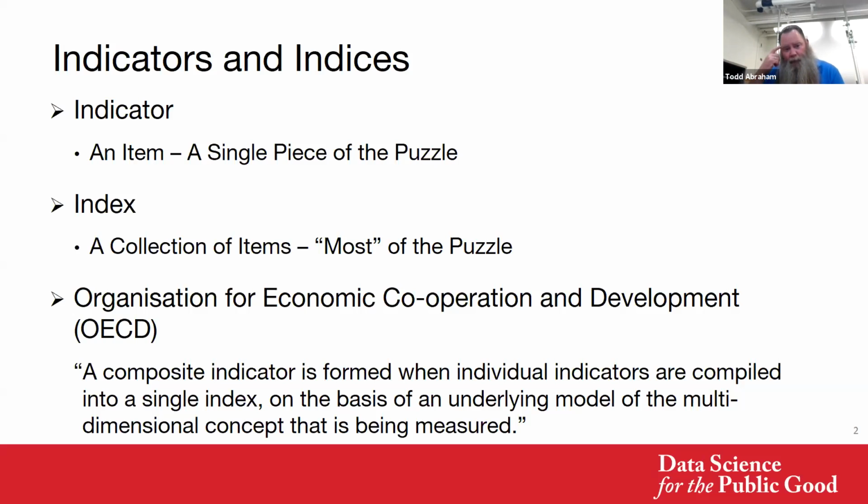OECD actually defines composite indicators this way: a composite indicator is formed of indicators to create an index, which is true. It's a little confusing, but just keep in mind what you're trying to do is take a single piece of information, combine it with other single pieces of information to create a more full picture or representation of what it is you're trying to measure or assess.